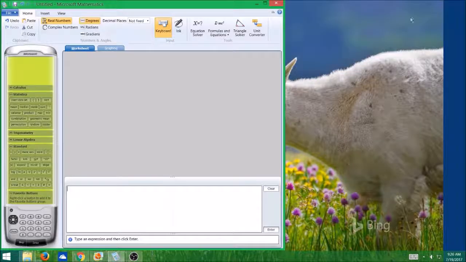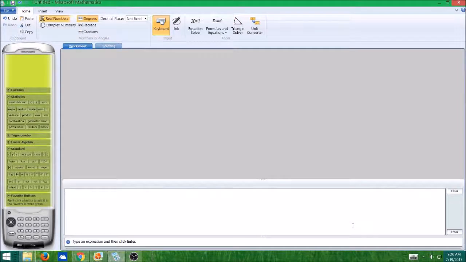So let's look at our screen for the Microsoft Mathematics, and this is the button we're talking about right here. Let's see, where did that thing go? There it is, right there. So there's the factor button.